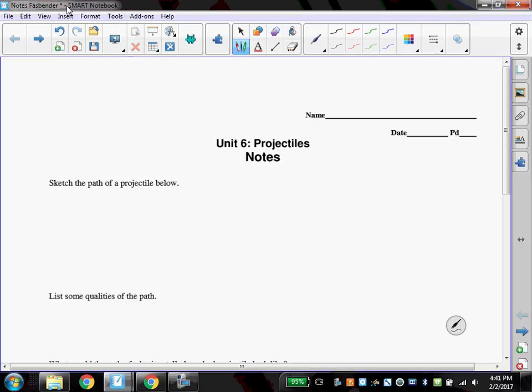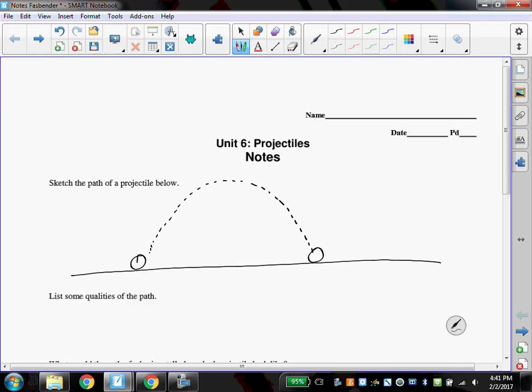Take a look at a projectile. First, let's sketch the path of a projectile. And let's pretend like this projectile is launched from the ground, and we're going to launch it at some angle. Now, that projectile would follow a parabolic path, and then boom, hit the ground again.